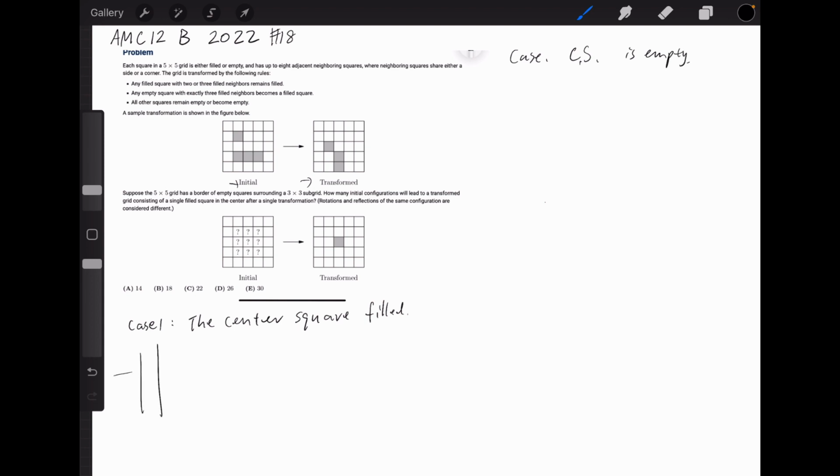So if the center square is filled, then we only have one kind of configuration, which is filling this one and this one, because filling any other squares would leave more than one filled square after the transformation. So there are two ways to rotate or reflect this, which is this one and this one.